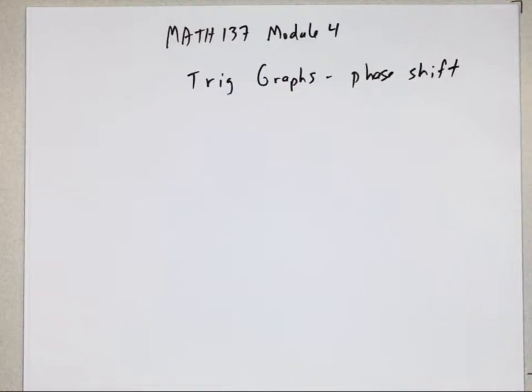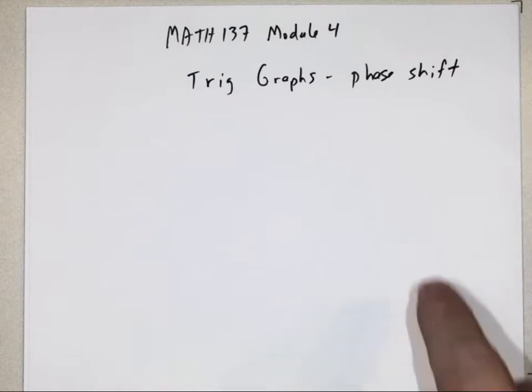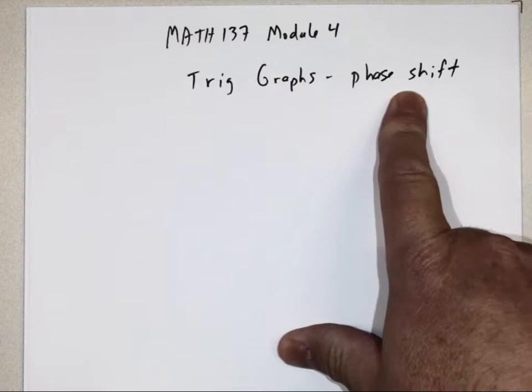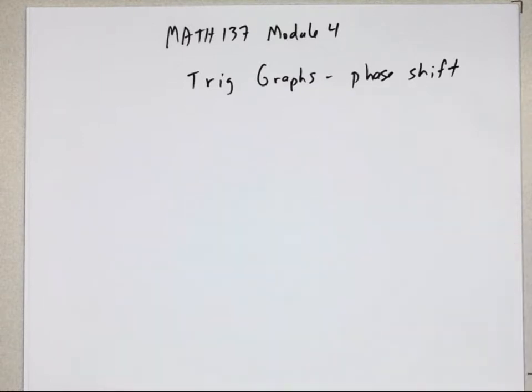Okay, now we're ready for Module 4. And this isn't going to take nearly as much time as the previous modules. There's a lot of information in Module 4 that we're not going to cover in this class. The main thing we're going to do in Module 4 is talk about one more aspect of trig graphs, and that's when you include this thing called a phase shift. So let's do a quick review of what we've done with trig graphs so far.